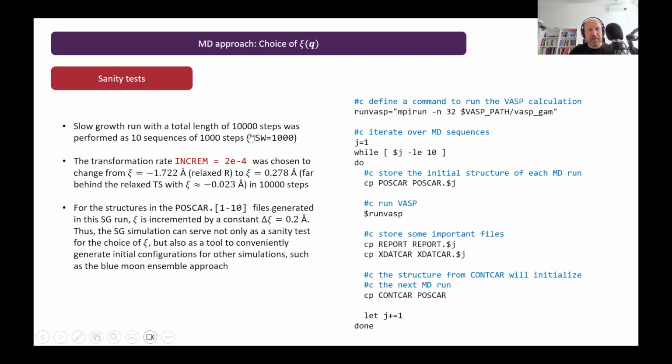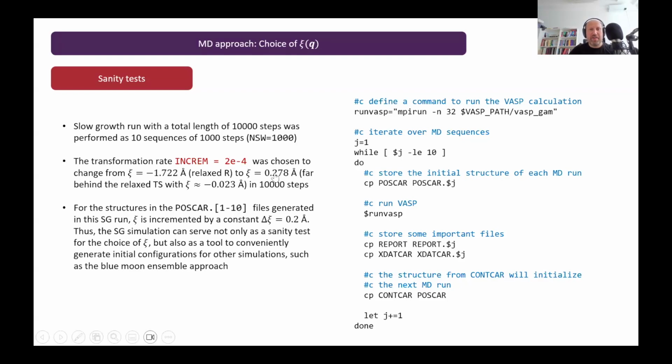I don't like to generate large output files, so I usually organize my simulation such that I split it into shorter sequences, typically of 1,000 steps. So this calculation was performed as 10 sequences. I selected my transformation rate so that starting from the relaxed reactant, for which I obtained xi of minus 1.7, in 10,000 steps I crossed the transition state and moved a bit further behind it.